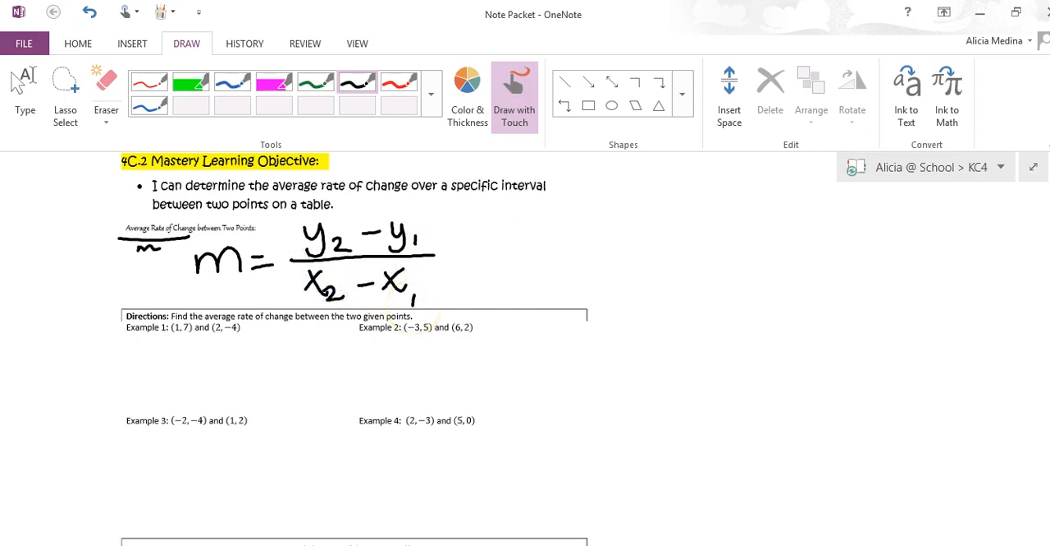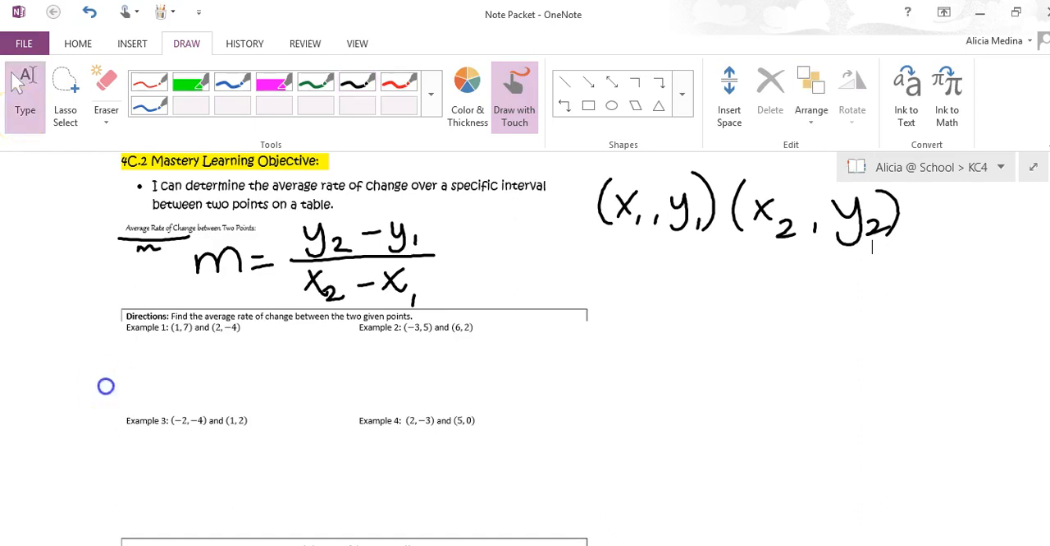So this is slope, so what you should be given is 2 ordered pairs. This is where you'll see the x2 and y2 and x1 and y1. As long as you are subtracting one variable from the other, keep the y's at the top and x's at the bottom, you should get these average rates of change correct. Looking at this first example, it says find the average rate of change between the 2 given points.